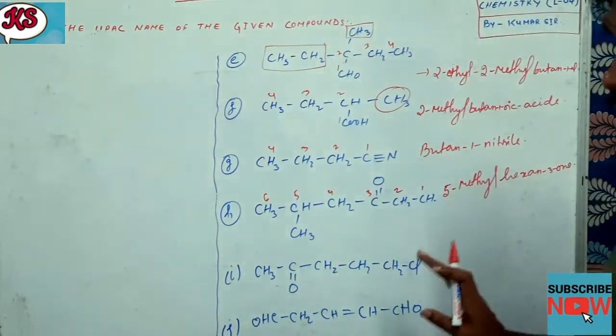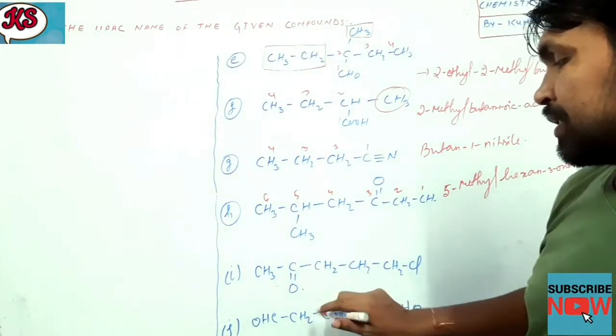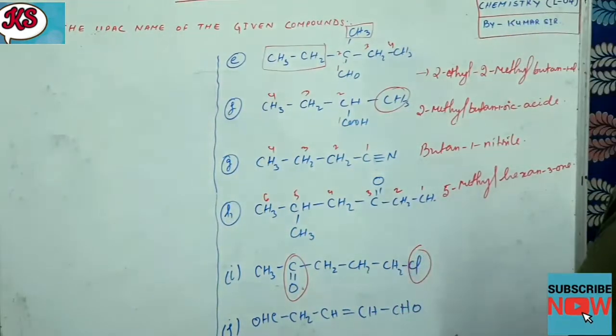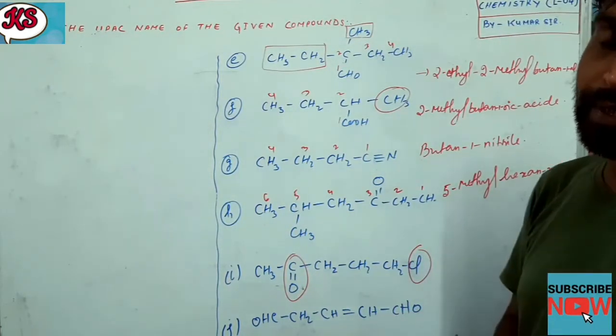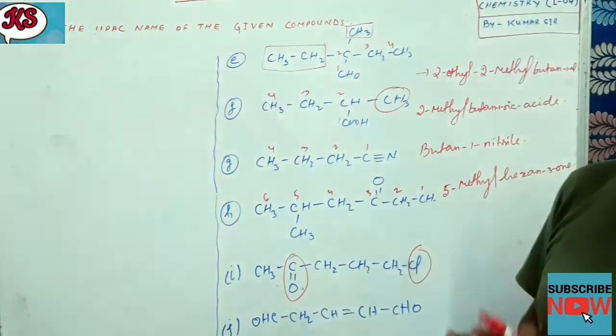Now this one is a little different. See here, a double bond is also present. Forget it for now. Here a functional group is present, ketone, and a halogen is also present. So whom to give the first preference? Dear student, remember, ketones will be given the first preference.